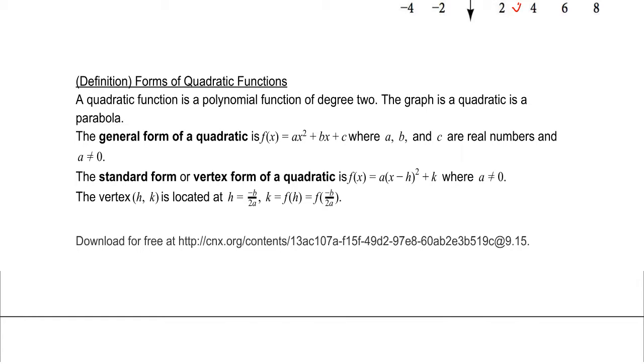Now the vertex is located at h equals negative b divided by 2a. So based on this form here, negative b divided by 2a. And then the value k, the y-coordinate, or the output of our vertex, is f of negative b over 2a. So we find the x-coordinate first, for the h value, and then we can use the function itself to find the k value if we are just given an equation.